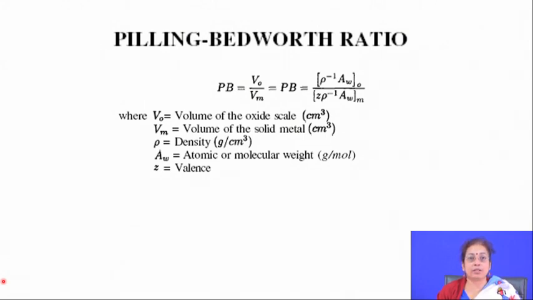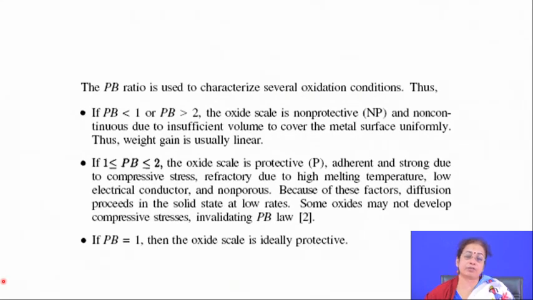There is a very important parameter, which is again a guideline to know the overall protectiveness of the oxide film formed on the surface: the Pilling-Bedworth ratio. The Pilling-Bedworth ratio is the ratio of the volume of the oxide scale to the volume of the metal. This volume ratio is very important because it ultimately controls the overall stress level generated at the surface, particularly at the interface, because of the oxide formation.